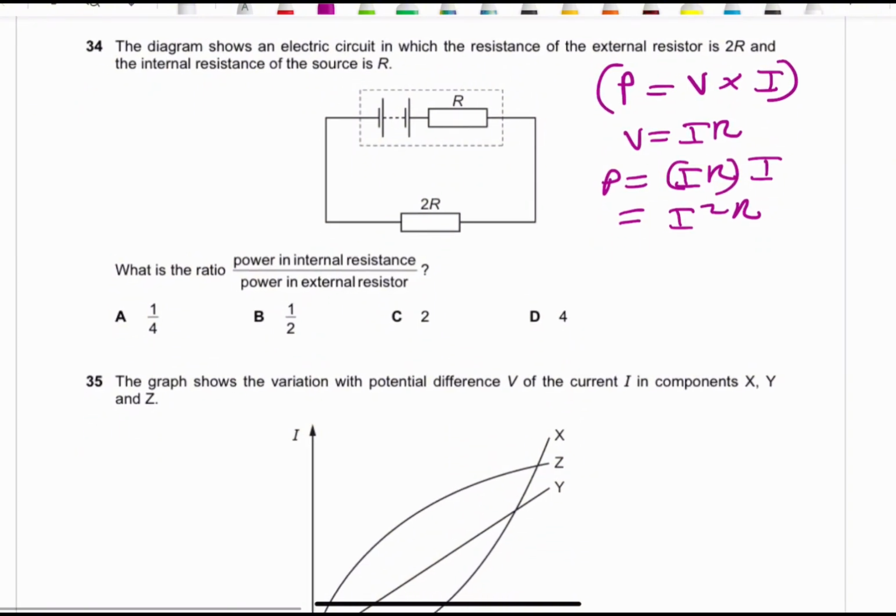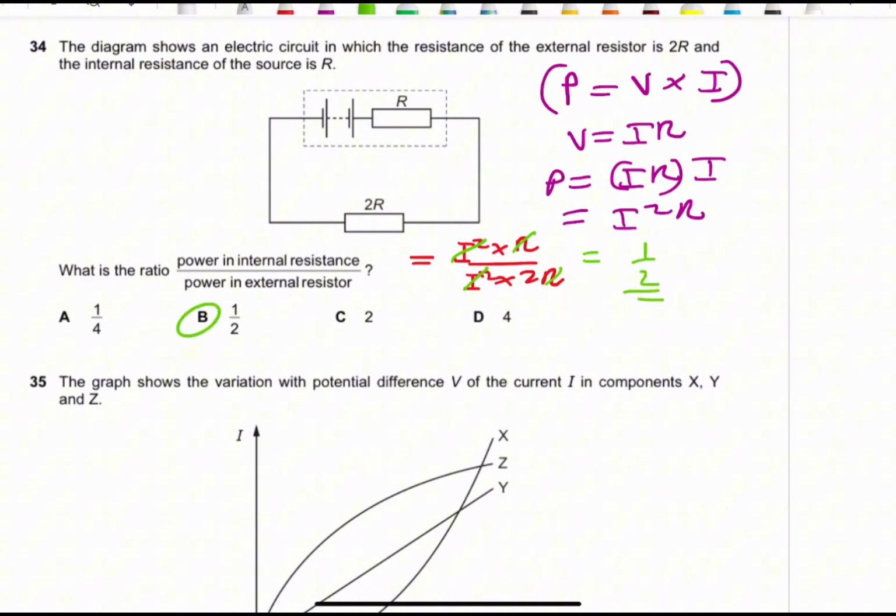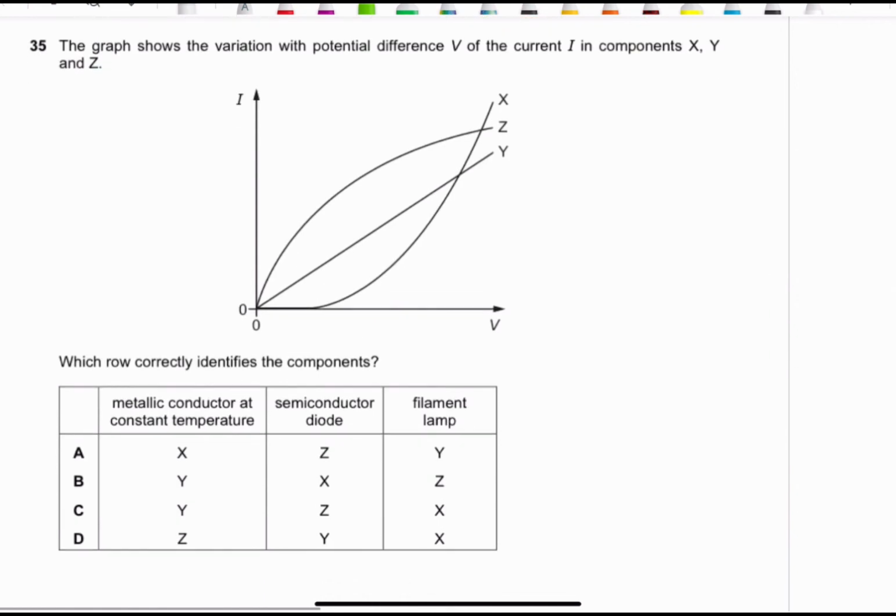So if I want to find the ratio of power in the internal resistance to that in the external resistance, I'm going to say I squared multiplied by R, divided by I squared multiplied by 2R. This will cancel out, that will cancel out, and I'll be left with 1/2. And my answer is going to be B. Very important. Moving to question 35.